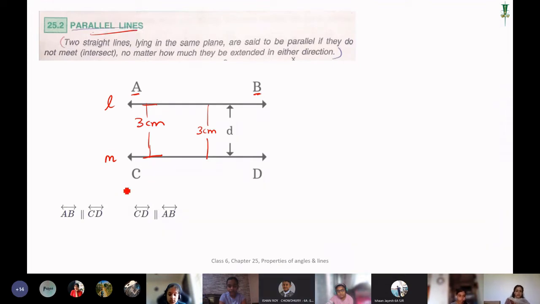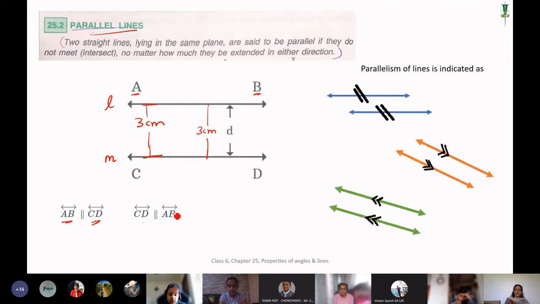And parallelism is indicated by these two parallel lines drawn in between the names of the lines. It means AB is parallel to CD or CD is parallel to AB. And these are the signs that they use to indicate parallelism. Generally in your textbook, I think they are using these arrows. But in older classes, you may have this also. Even in external exams, you may have this as an indication to show that these lines are parallel.